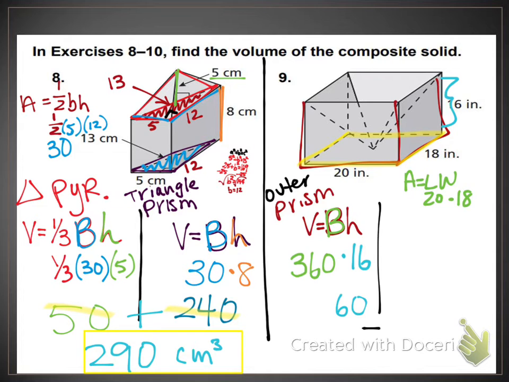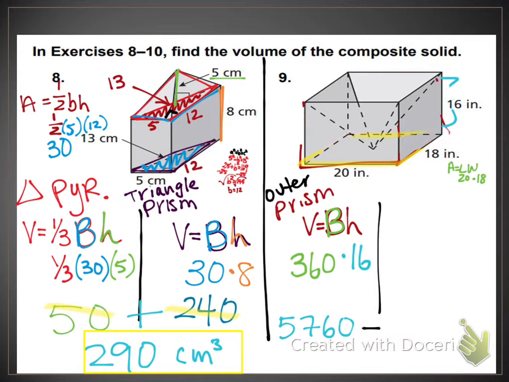What is it? 5,760. So that is, if all of it were filled in, it'd be 5,760, but some of it has been cut out. So let's find the volume of the second shape. The shape that's cut out, is it a prism or a pyramid? It is a pyramid.